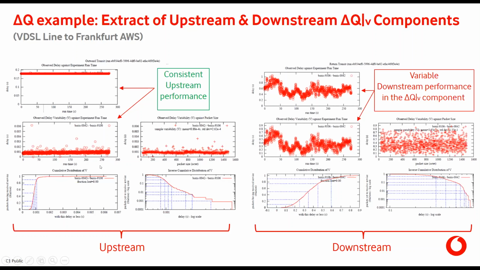And we could see that the performance wasn't ideal, but what was interesting is we could see that on the left-hand side, where we've got upstream, there's a relatively consistent performance. The delay is consistent. If we look at the variability, just the V component, then actually that's relatively consistent. And if we plot the cumulative distributions, it's quite a nice sharp vertical line here. So we can see that the upstream was quite a consistent, good performing solution.